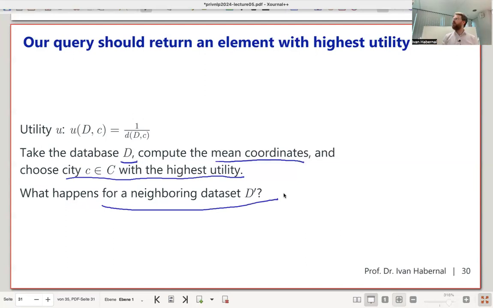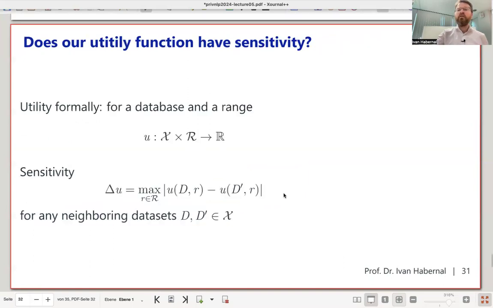If we have two neighboring data sets, by including or removing at least one person, there will be some difference. Now we talk about the global sensitivity, as with the Laplace mechanism. In this case, we need to see what the influence of one person is on the utility, or the output of the query. So, does our utility function have sensitivity? Yes, it does.